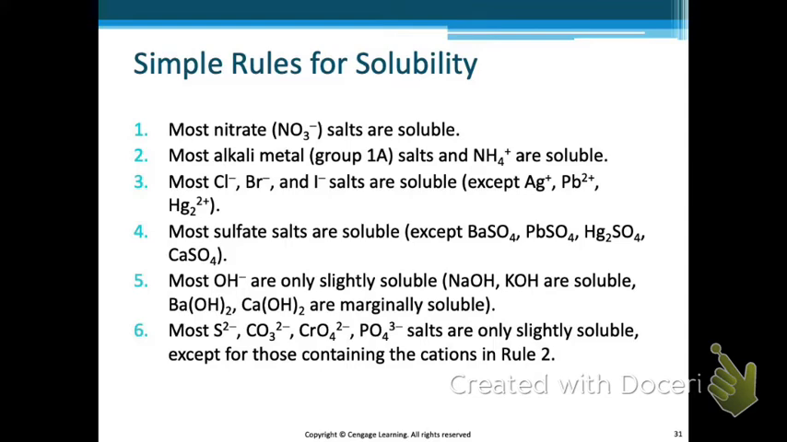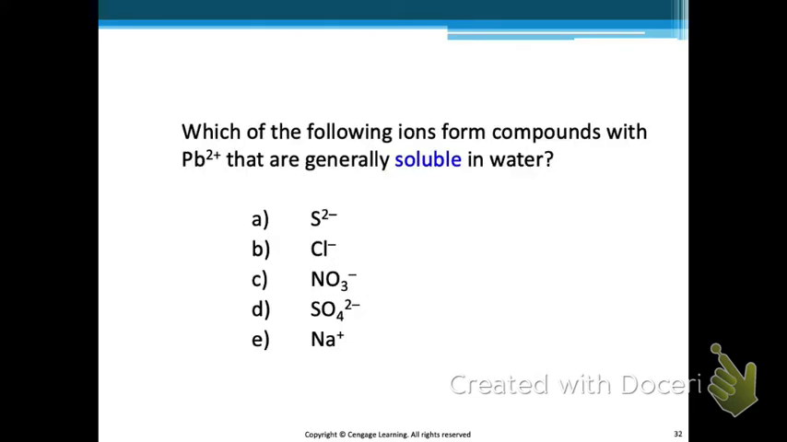And then sulfides, carbonates, chromates, phosphates are slightly soluble, so that means no good, okay? Except for those containing cations in Rule 2. So that means if we have lithium carbonate, we would say, yes, that's soluble because it's in Group 1A. Okay, so we're going to have to use this as a guide to figure out what's soluble and what is not. Okay, so let's just try some of these to get an idea here.